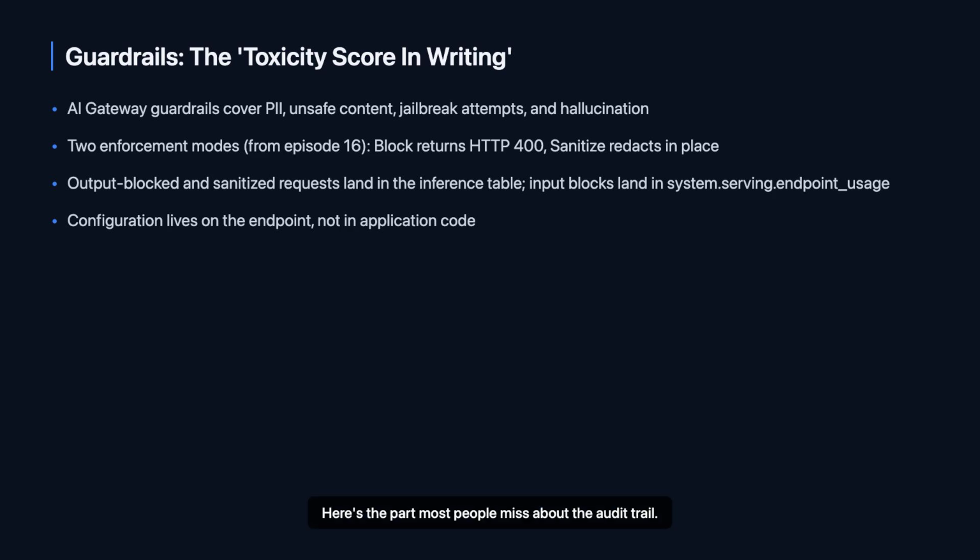Here's the part most people miss about the audit trail. Output blocked and sanitized requests do land in the inference table, but input blocked requests, where the guardrail fires on the prompt before the model ever runs, those are absent from the inference table entirely. They show up in the usage tracking table, system.serving.endpoint_usage, with status 400 tokens. So your auditable record spans 2 tables, not 1. Configuration lives on the endpoint, not in your application code, which means a security team can tune policy without an app deploy.